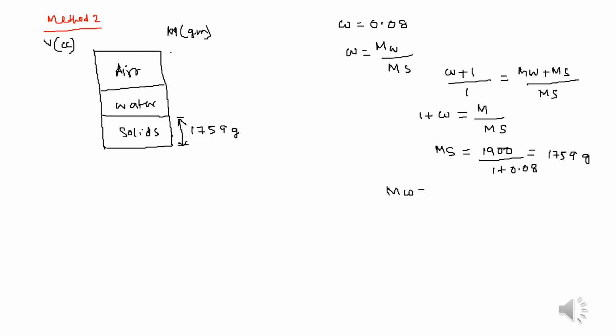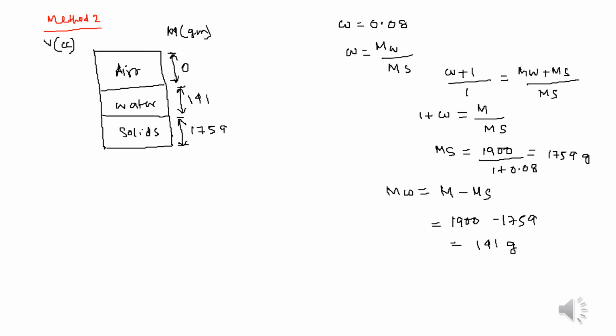Okay, now let us calculate what is my mass of water. Mass of water is simply the total mass of the soil minus the mass of the solids, as we consider the mass of the air is negligible, that is 0. Therefore my mass of the water is 1900 minus 1759 gram, which is coming as 141 gram. So let us write it here, 141 gram, right? Let us not write the unit because we've already written it on the top of it.